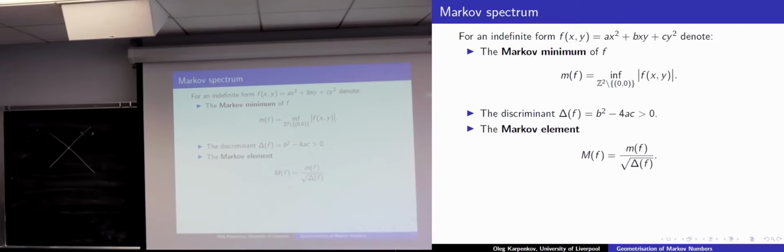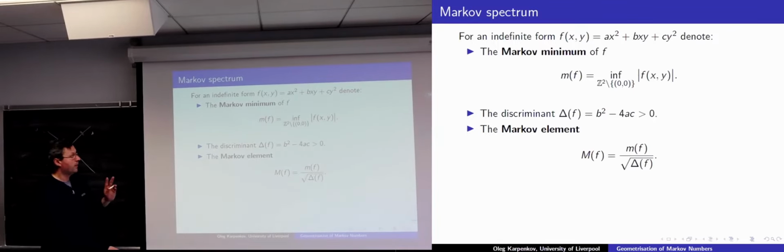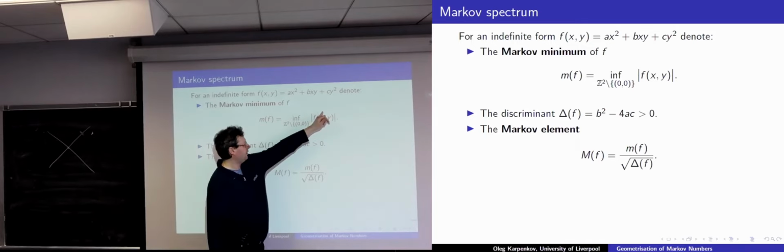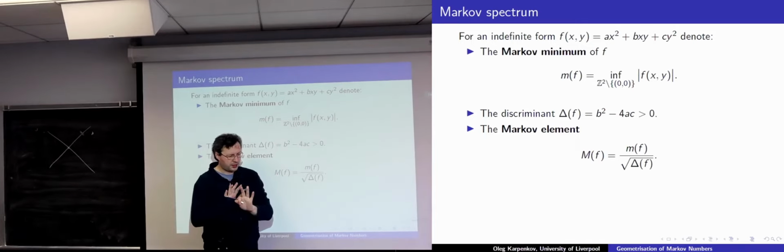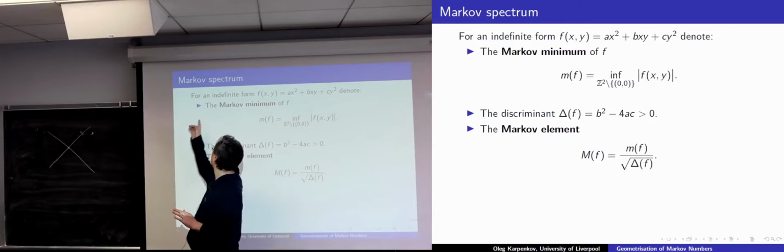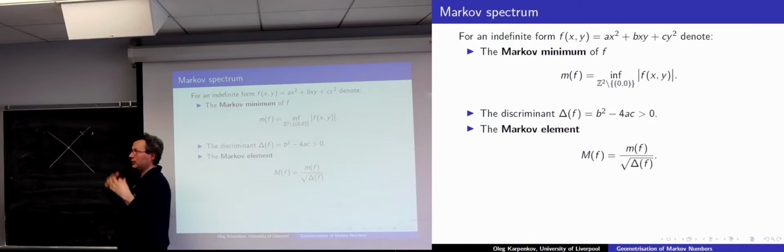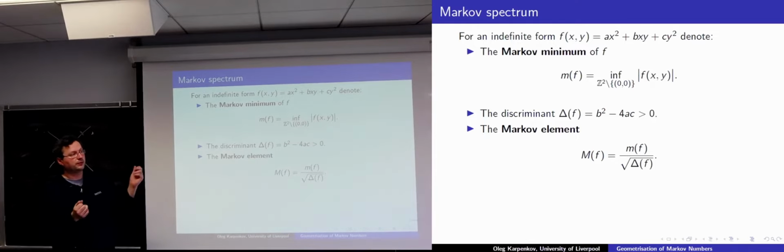Great. So now the Markov element. What happens if we multiply the form itself, all the coefficients, by some number? Basically, the values will be multiplied by the square of that coefficient.